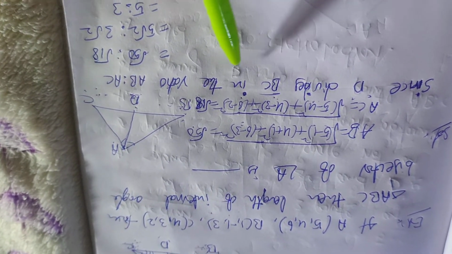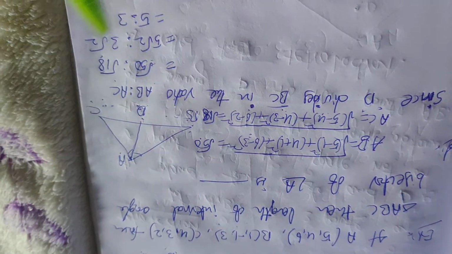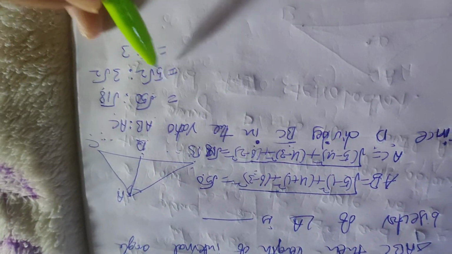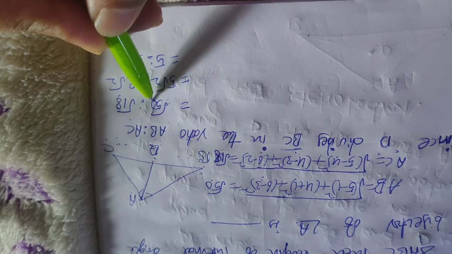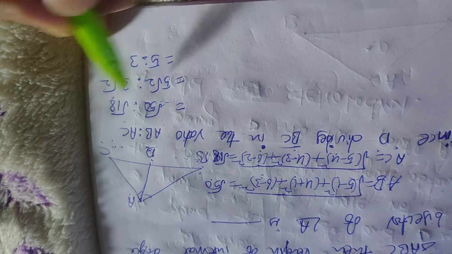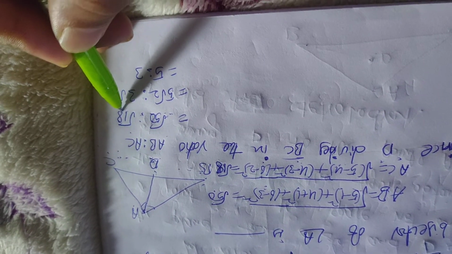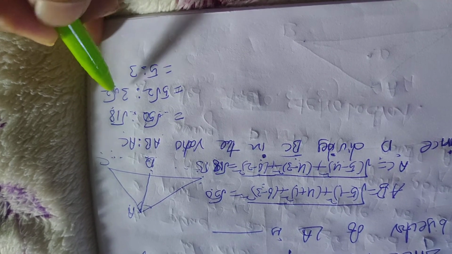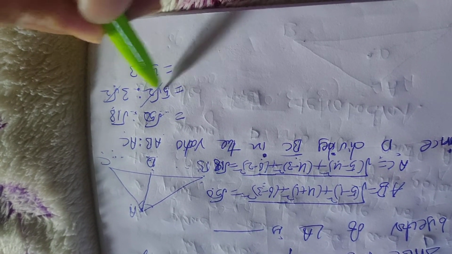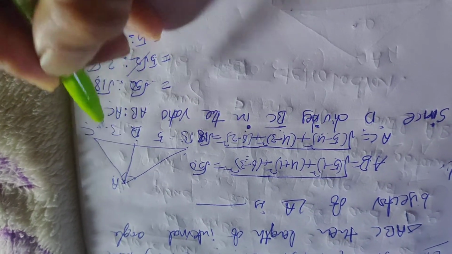Since D divides BC in the ratio AB is to AC, this is equal to root 50 is to root 18. First find the simplest form. Root 50 is 25 into 2, 25 comes outside, that is 5 root 2. Root 18 is 9 into 2, so 9 comes outside, that gives 3 root 2. So root 2 gets cancelled. Now it is 5 is to 3. So D divides BC in the ratio 5 is to 3.